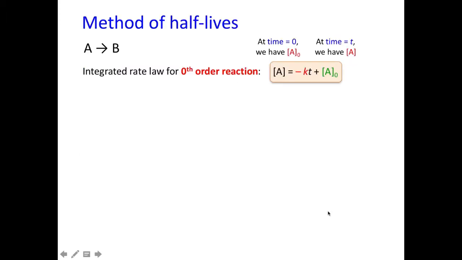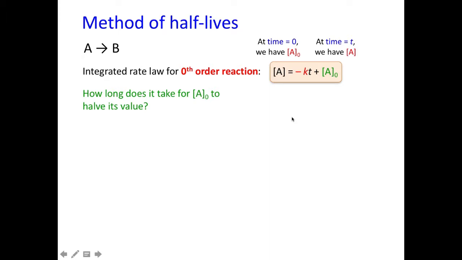So today we are going to talk about the method of the half-life. So how to calculate the half-life. Let's imagine a simple reaction A gives B. And we remember the integrated rate law for a zeroth order reaction is given by this expression here, where at time 0 we have the initial concentration of A, which is A0, and at time t we have a specific concentration of A.